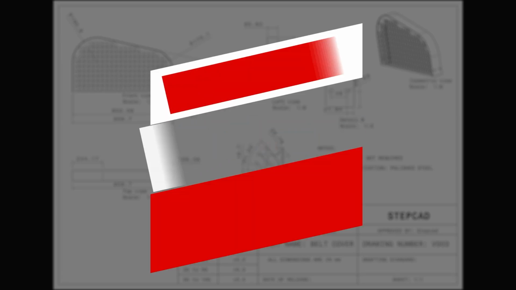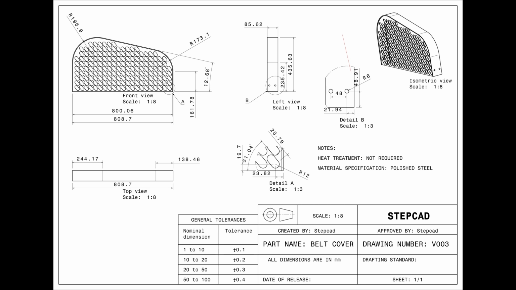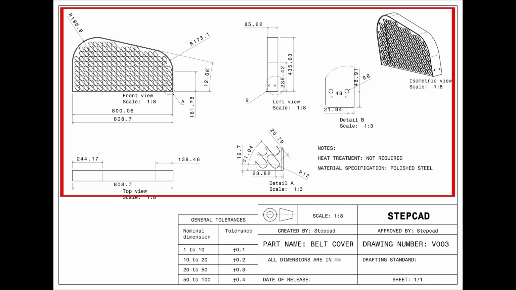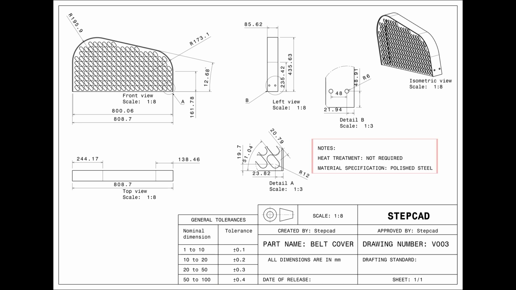In this video, we are going to learn how to read engineering drawings. So let's get started. When you see a typical engineering drawing, it looks something like this. There are some views of the part, there are some tables which contain some information, and some notes. So let's see all these things one by one.